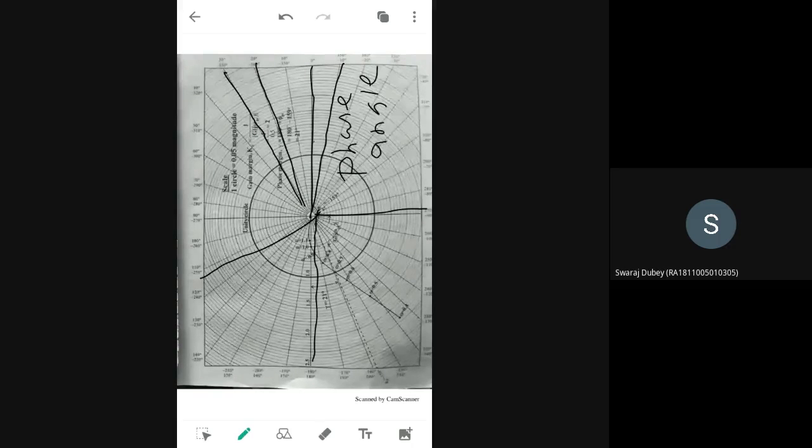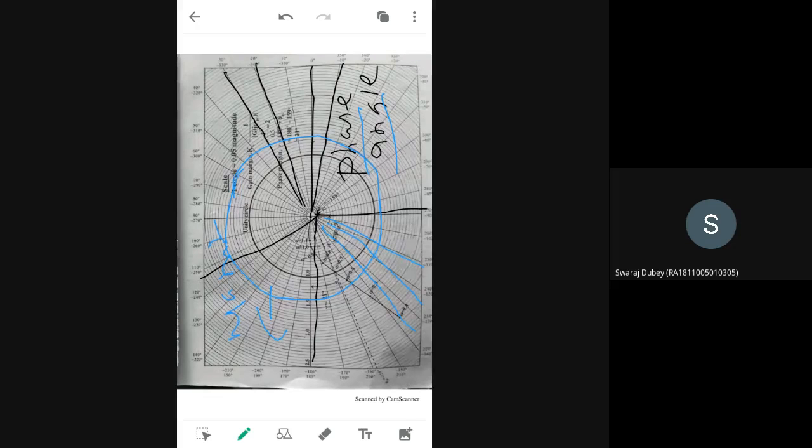Understood? So what is the polar graph sheet actually? It will be having two things. What do the circles represent and what do the radial lines represent? Circles equal magnitude, and radial lines are phase angle. These circles that you are seeing will be representing your magnitude, and these radial lines will be representing your phase angle. So this is what is called your polar graph sheet.